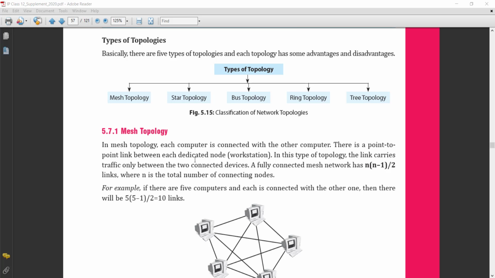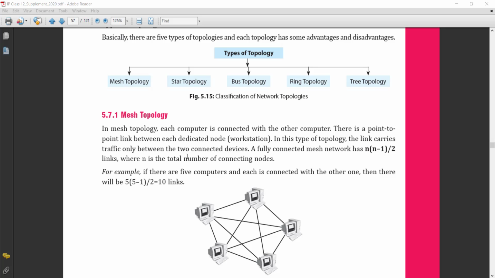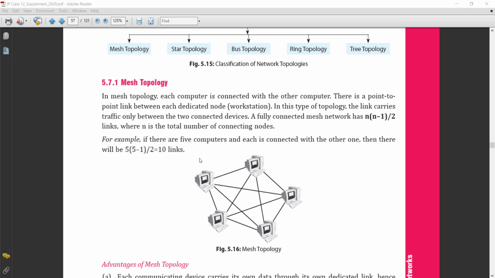Students, we are learning about the types of topologies. We already learned the bus topology, star topology, and tree topology. And we have two important topologies, mesh topology and ring topology. Now we understand the mesh topology. What is the mesh topology?